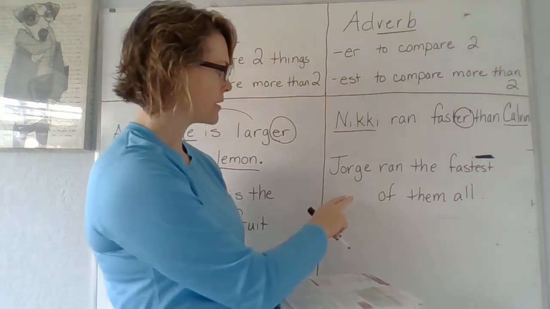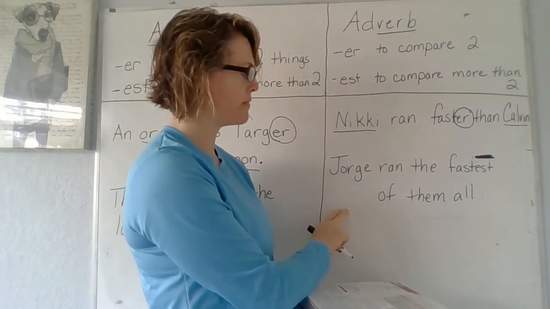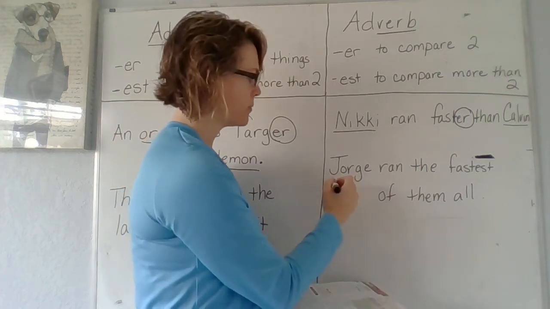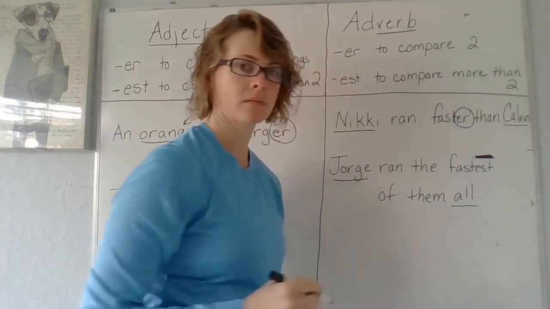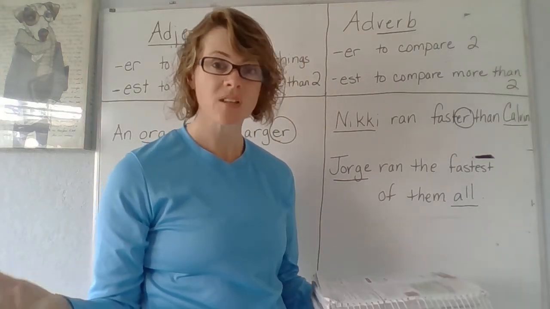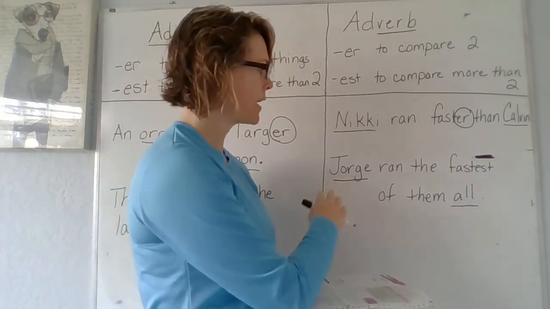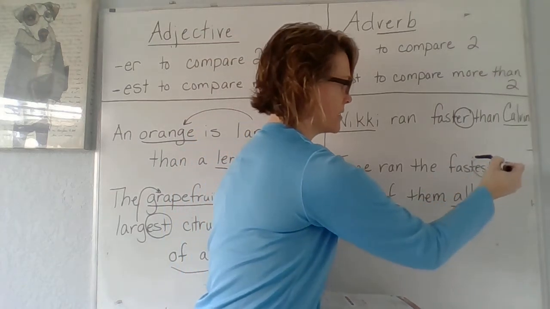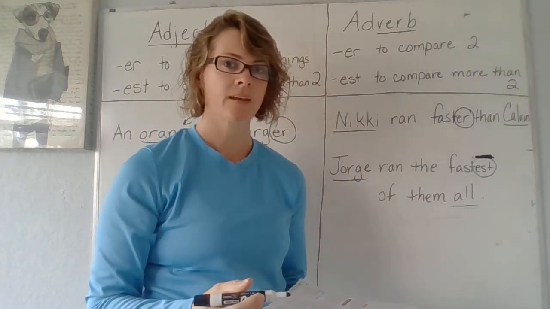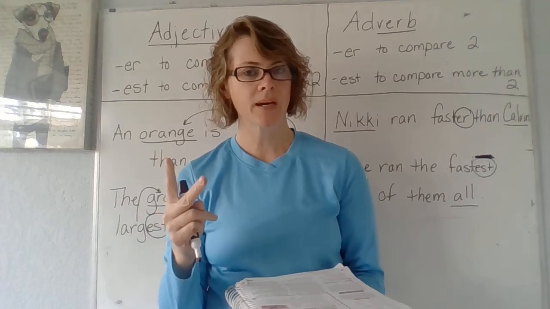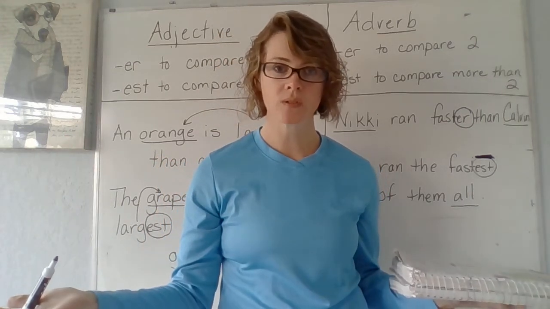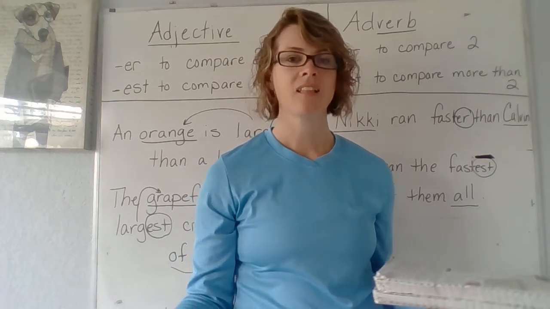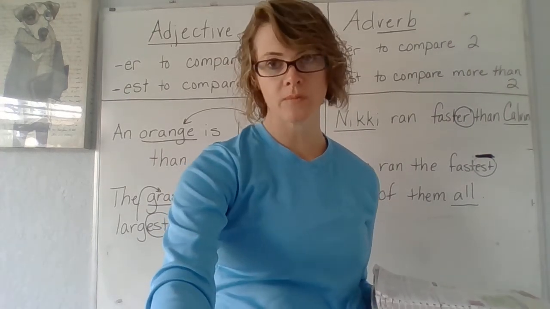What happens here? Jorge ran the fastest of them all. Here we're comparing Jorge, that's one, with all, everyone that ran. That's a lot more than two. So Jorge ran the fastest of them all. So if we have just two things being compared, what do we use? Er. And if there's more than two, we use est. Let's take a look at some of the ways this changes the spelling.